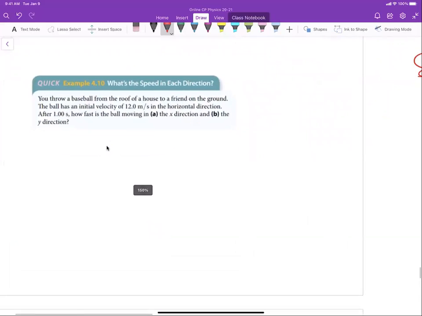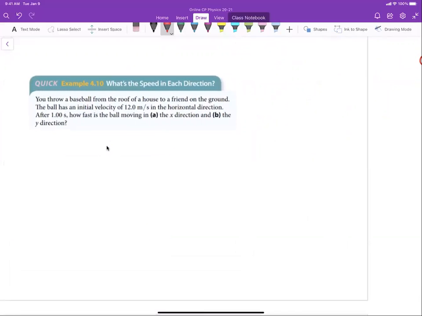I'm going to work 2 problems. One is a little bit more, what I'll say, conventional. So I have a house. I throw a baseball from the roof of the house to a friend on the ground. So here's my friend on the ground. I throw this baseball at an initial velocity of 12 meters per second in the horizontal direction. This is the most important phrase right there.